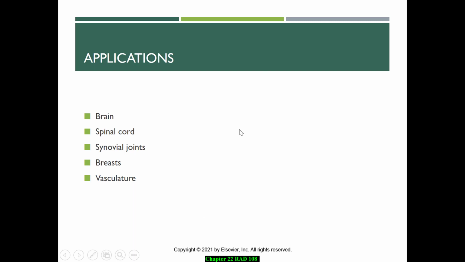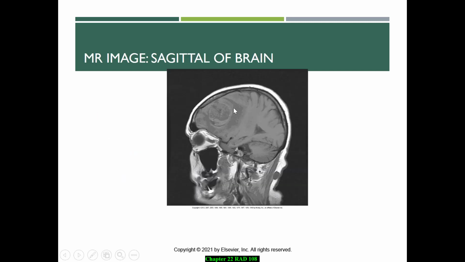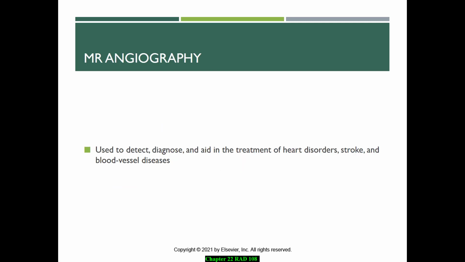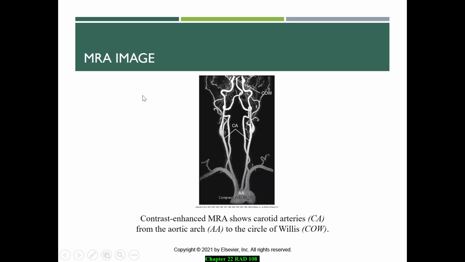So typically we'll use these on brain, synovial joints. You could do breast MRIs, spinal cords, those types of things. And so here's an MRI with a sagittal slice of the brain. And again, we're using contrast media to enhance certain parts. And so we have to, again, do injections for these types of exams. So again, here's some more with the arteries.